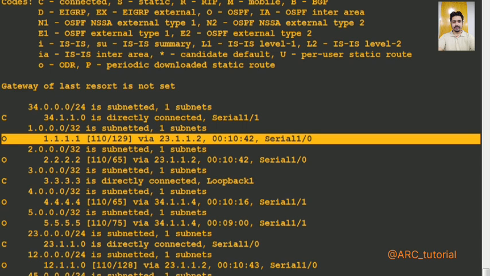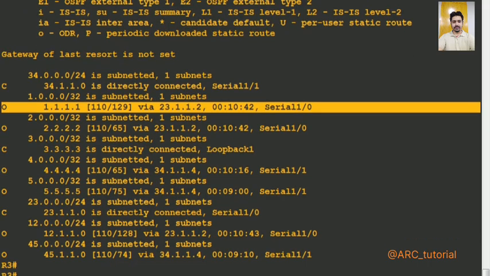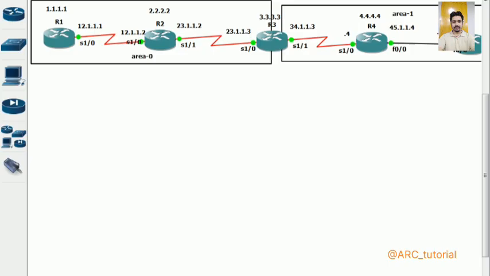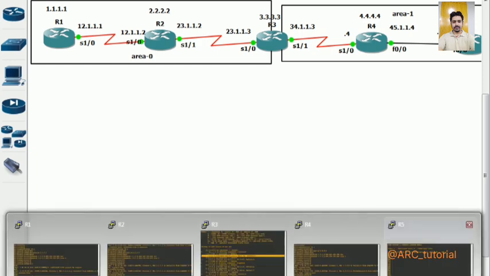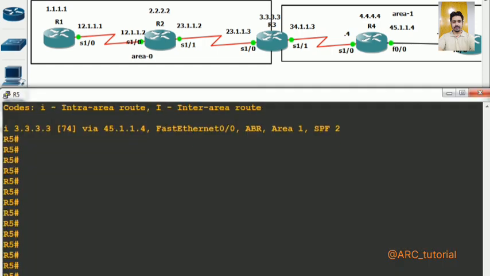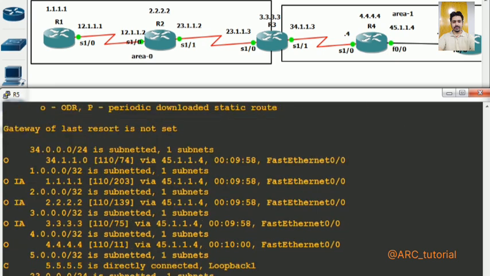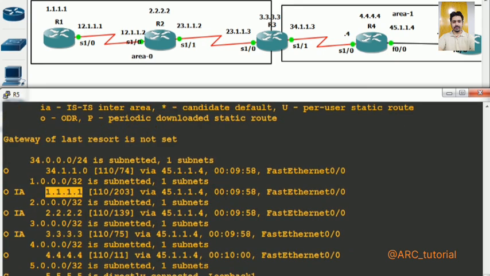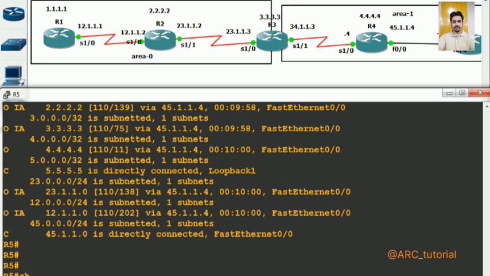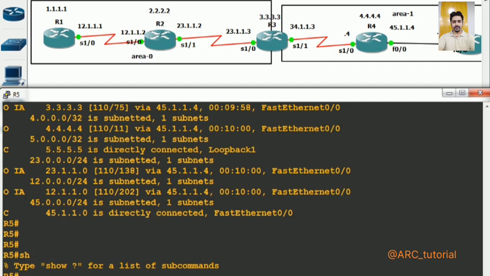Fine. So this time some LSAs have been generated by this ABR. Great. Let's move on to R5 now. R5 is receiving this 1.1.1.1, the loopback of R1. But this loopback of R1 is coming as inter area, and inter area will always come in the form of summary LSA. Show IP OSPF database.